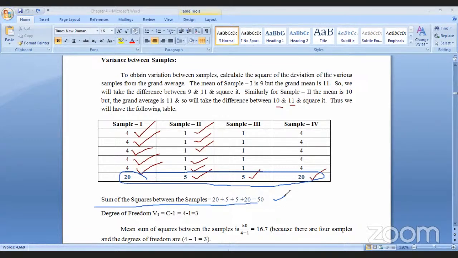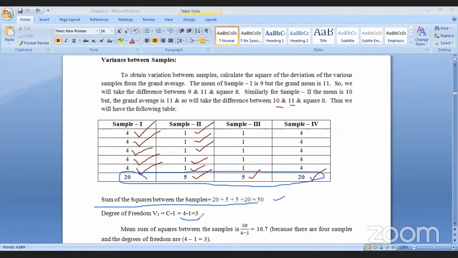Then degrees of freedom. Degrees of freedom is nothing but V1 is equals to C minus 1. This is the third column. After getting SSC value, we need to find out V1 is equals to C minus 1. Here C stands for columns and the 1 is a minus value. We need to deduct 1 from the number of columns. Suppose in a given problem, how many columns are there? 4. So 4 minus 1, we got 3. So V1 is equals to 3.